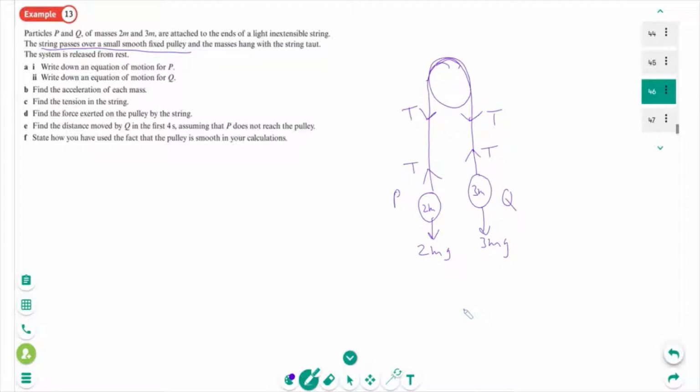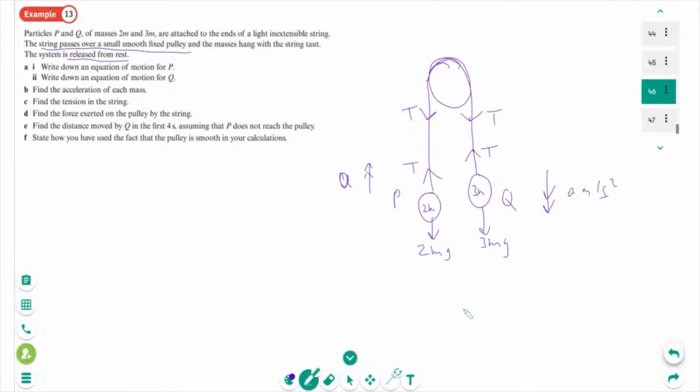The system is released from rest. So the heavier object will go down, so the 3m mass must go down, with acceleration, and the 2m mass must go up. They're connected by the same value. So that is the situation.